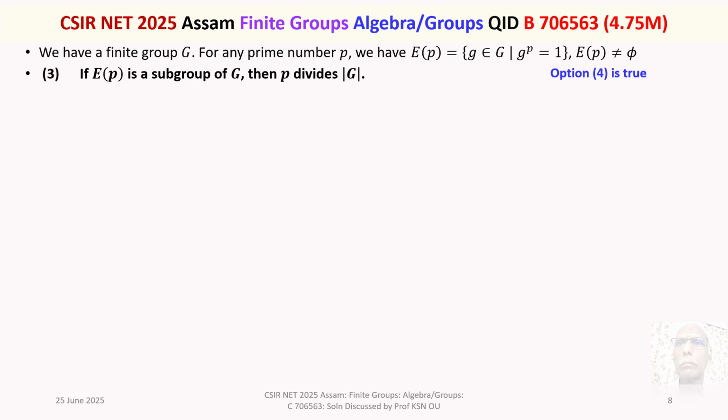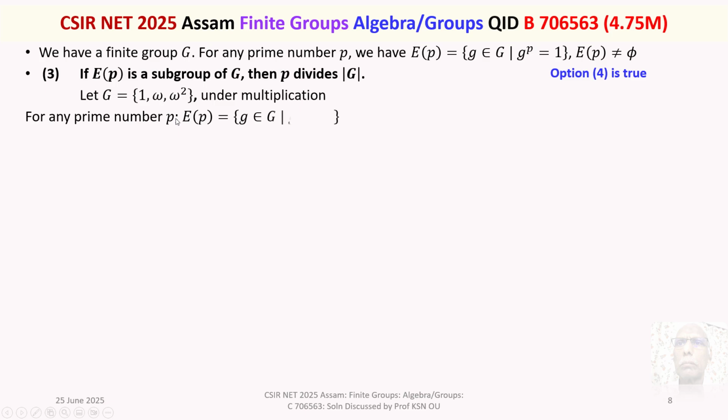Okay. We take the group G equal to {1, omega, omega square}, which are the cube roots of unity, and it forms an abelian group under multiplication. Right. And for any prime number P, E of P is the set of all those elements g belonging to G with g power P equal to 1. It is a subgroup for any prime, since G is abelian, by option 4. So E of P is a subgroup.